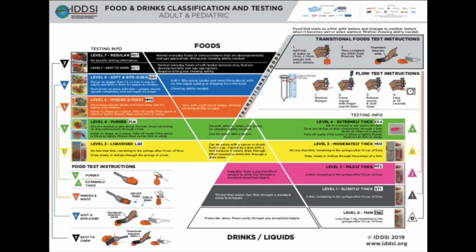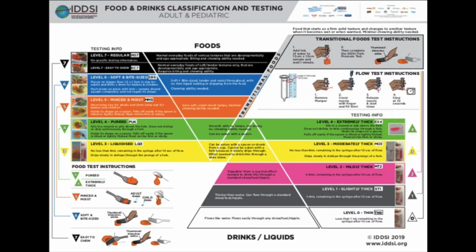Now we'll go to the bottom right portion where it discusses the drinks and liquids. For the drinks and liquids, we also have 5 levels. We'll start off with level 0. Level 0 is a thin consistency. For testing information, in this consistency, you will have less than 1 milliliter remaining in the syringe after 10 seconds of flow. The liquid or the drink will flow like water, and it flows easily through any straw. Or if you're doing this test on an infant, it will flow easily through the nipple.